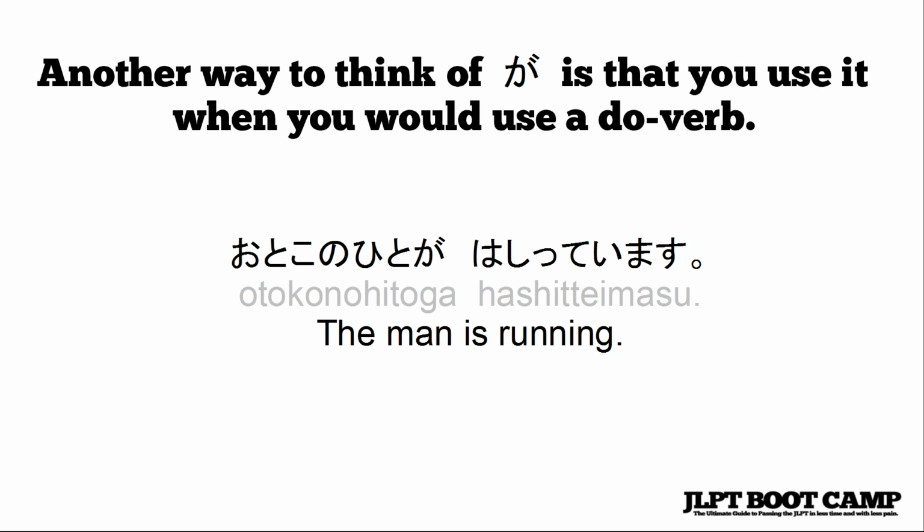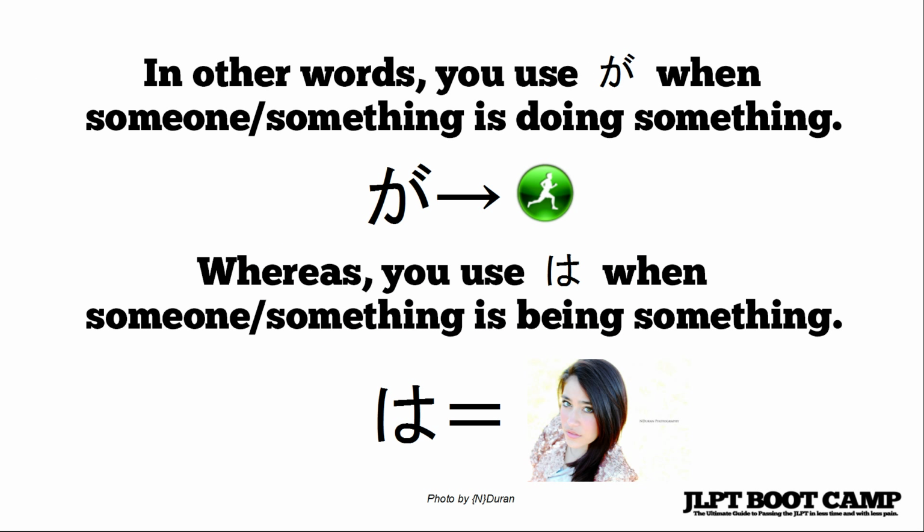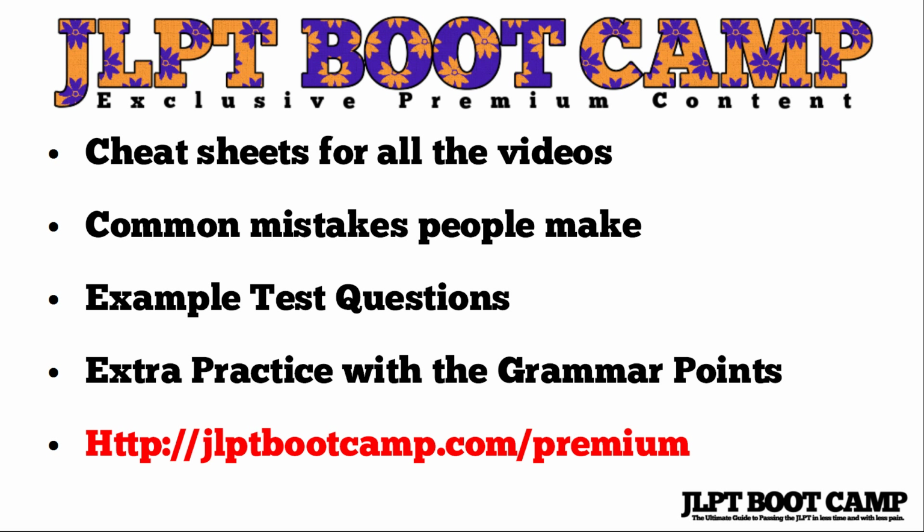So, again, just to sum up, in other words, you use ga when something is doing something, for example, running. Whereas you use wa when something is being something. The be verb is, was, for example, here, the woman next door is beautiful. So we use wa.